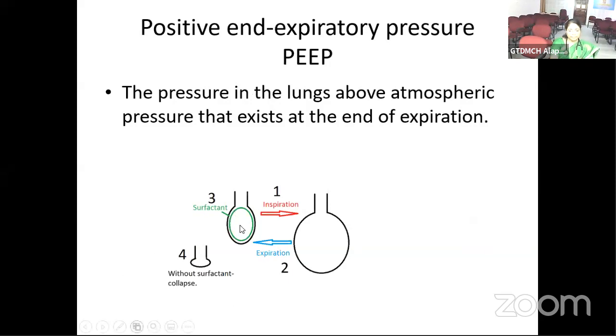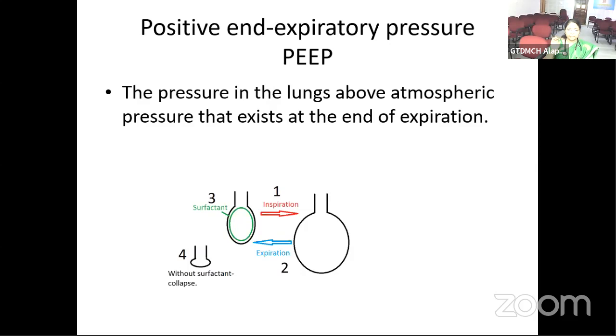In this picture, you can see an alveolus, and during inspiration, it will distend. During expiration, that distension will go, but due to the presence of normal surfactant, the alveolus will not completely collapse. It will be slightly distended. But in ARDS, in the exudative phase itself, the surfactant is dysfunctional. Without surfactant, this alveolus will collapse and become sticky.